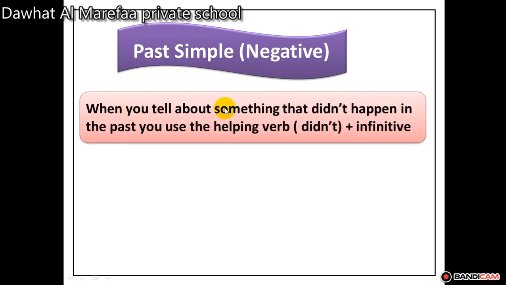When you tell about something that didn't happen in the past, you use the helping verb didn't plus the verb in infinitive. When you tell, عندما تقول, about something that didn't happen, لم يحدث, in the past, في الماضي. So what do we use, my students? We use the helping verb didn't plus the verb in infinitive, الفعل في المصدر, or the main verb. So I want to see an example for that.